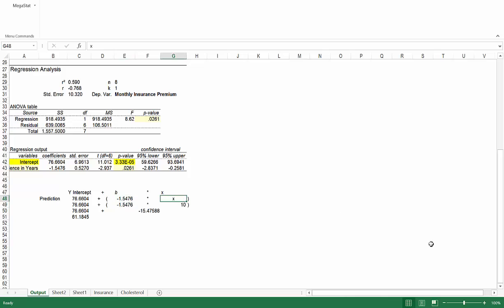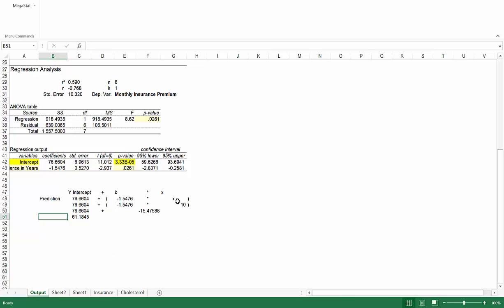Okay, so think of it this way. Let's say that we wanted to predict what would be the premium for a person that has 10 years of driving experience. So down below, I have inserted 10 as my x. And then when you do all the calculations, my predicted value for the insurance premium for someone with 10 years of driving experience would be $61.19 if we rounded that up.